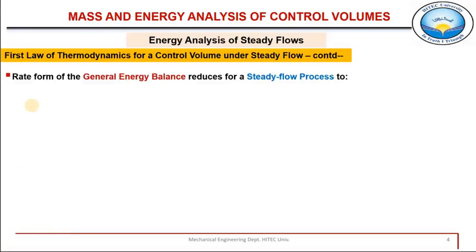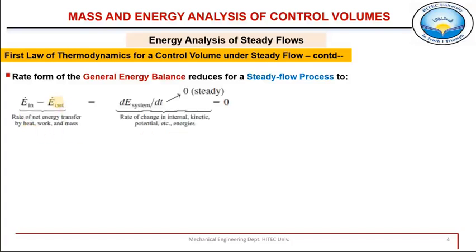So now we can apply the general energy balance to a steady flow process. The general energy balance means the equation of the first law of thermodynamics for control volumes, and we already know this is the general equation of the first law of thermodynamics. Here E dot in and E dot out represent the rate of energy transfer into or out of the system in the form of heat, work, and mass, because now we cannot neglect mass. And here is the rate of change of energy within the system, dE of system divided by dt.